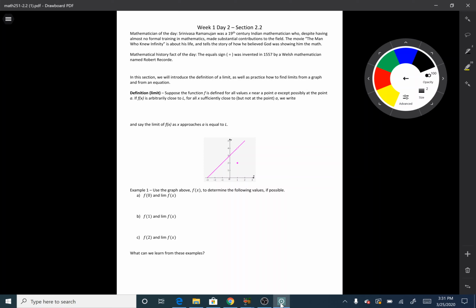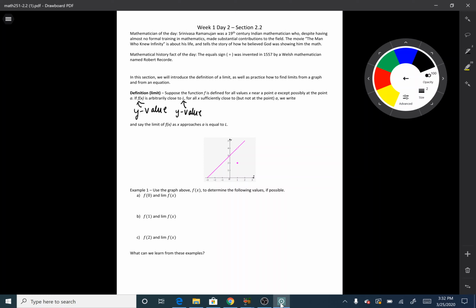Suppose we have some function f, and it's defined really close and possibly at the point that we are going to call a. A is the point that we care about. So we have a function that is defined for all values x near point a, except possibly at that point. Then if f of x, the y value, is arbitrarily close to another y value that we call L, for all x sufficiently close to, but not at the point a, then we write the following.